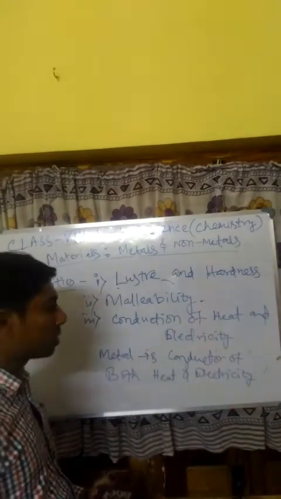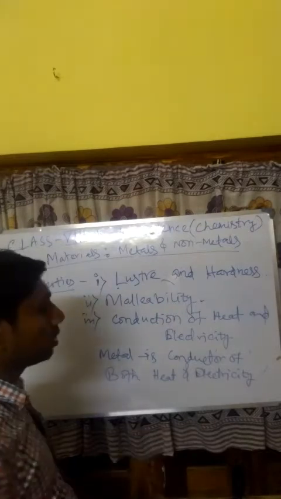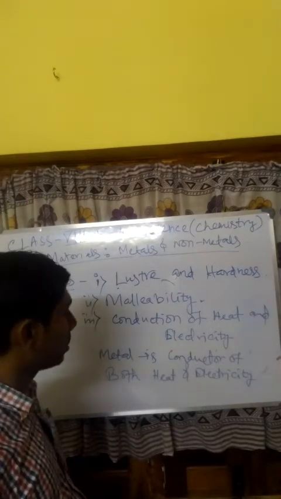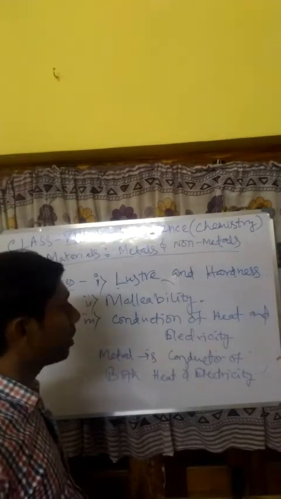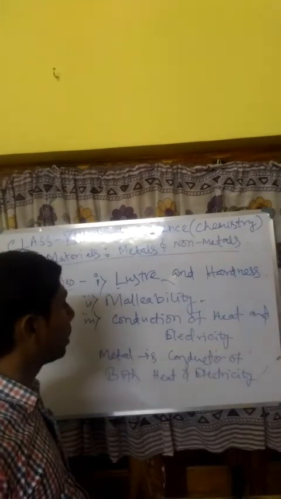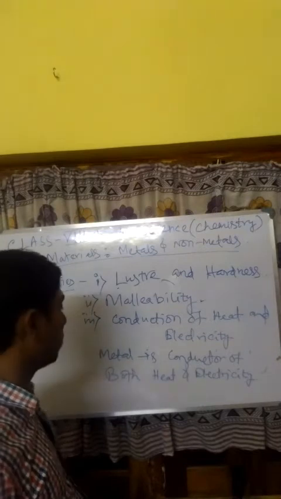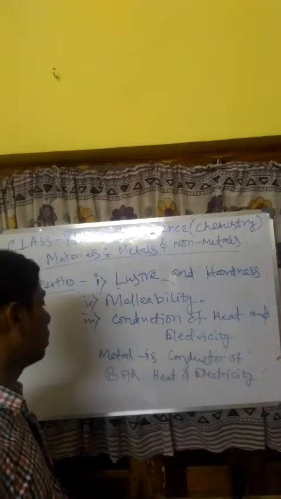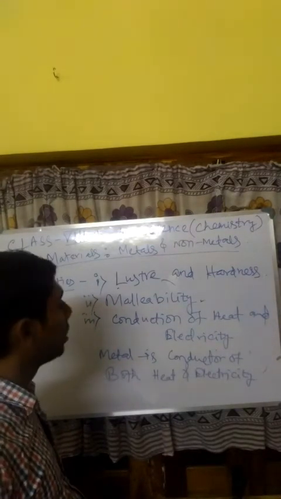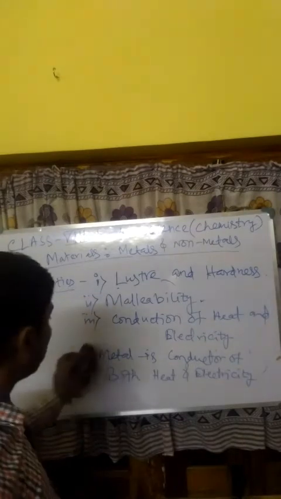There are also some discrepancies regarding the conduction of heat and electricity. For example, graphite. Graphite is a non-metal, but it conducts heat and also electricity. It is a discrepancy. Now, metal is a conductor of both heat and electricity. Now, next point.